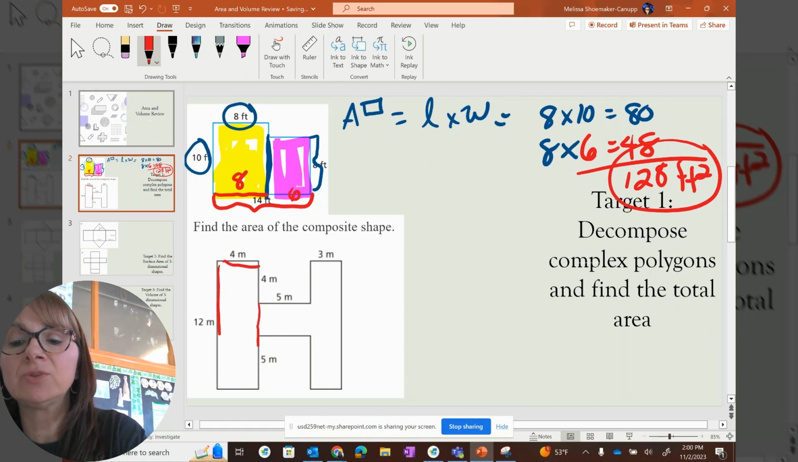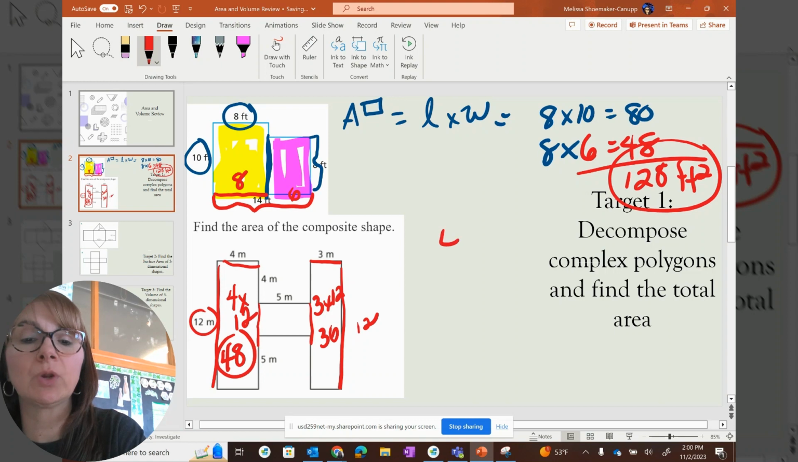We're going to do the same thing on this one. It's a 4 by 12. 4 times 12, I know that to be 48. I'm going to put another cut here, and that's a 3 by, well, this has to be 12 because this is 12. So that's 3 times 12, which is 36. So I'm going to start an organized list over here of everything I need to add.